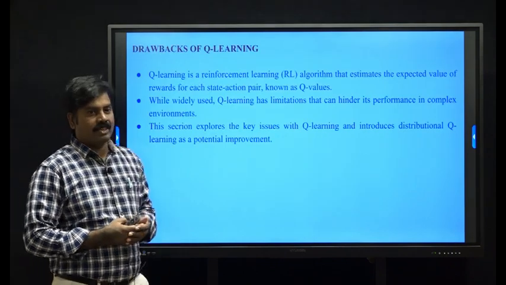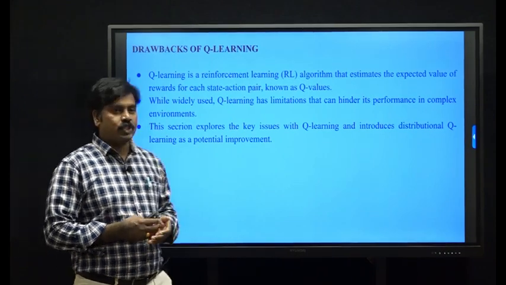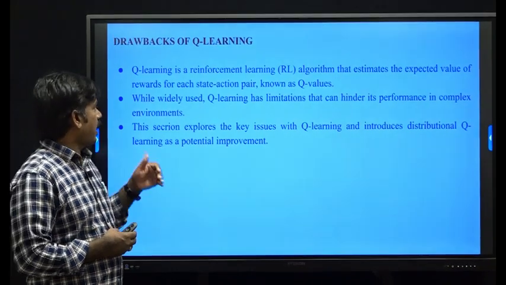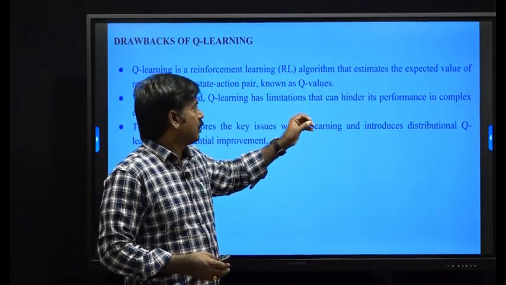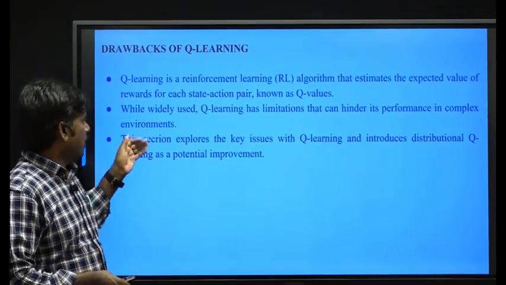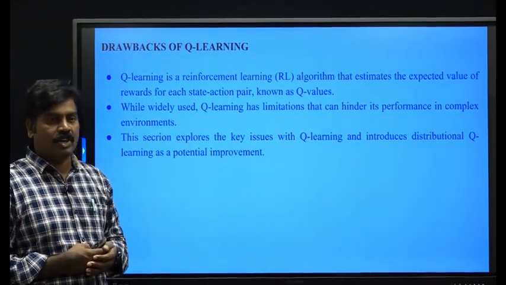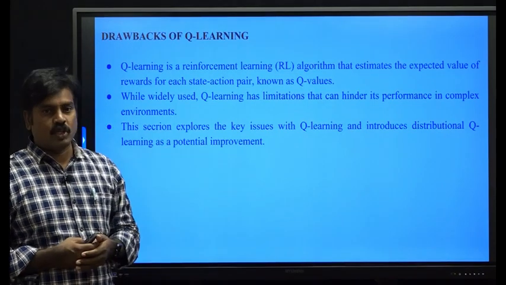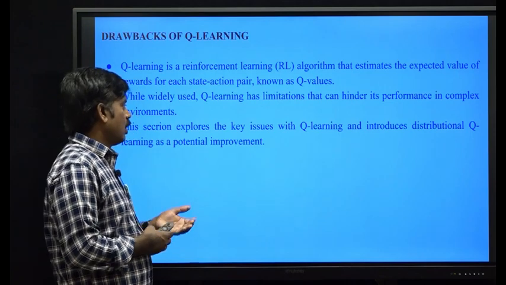Q learning is one of the methods in reinforcement learning to estimate the rewards based on state and action pairs. For state and action pairs, we predict the rewards based on what are called Q values. But Q values have limitations in complex environments when predicting the rewards. So, we explored the issues, the Q learning failures in complex environments.